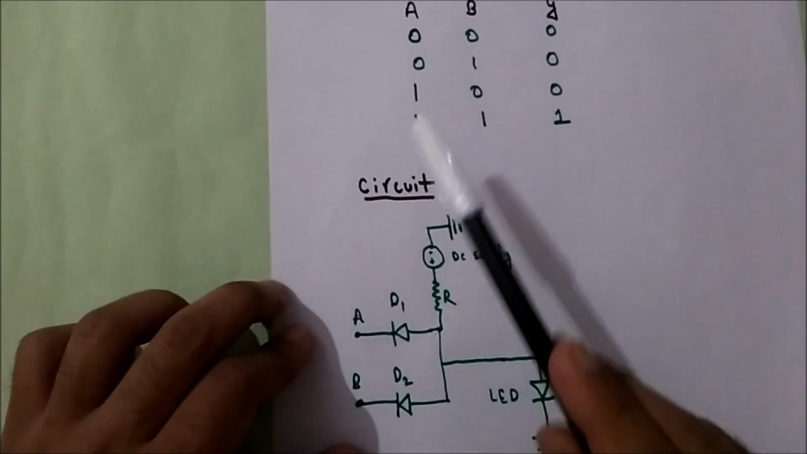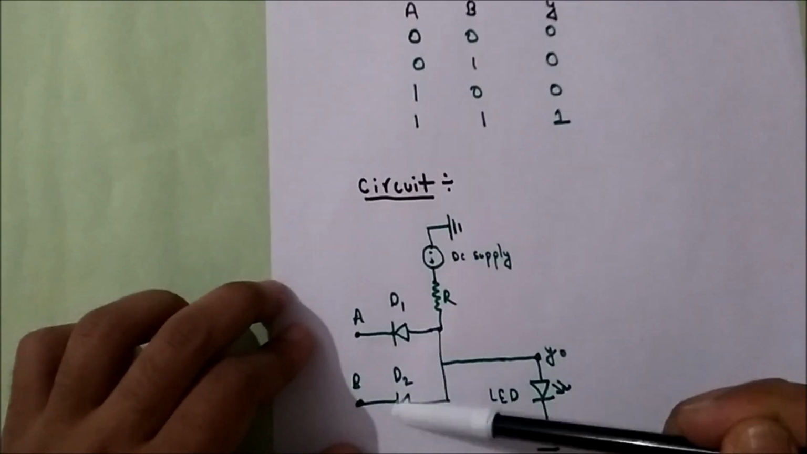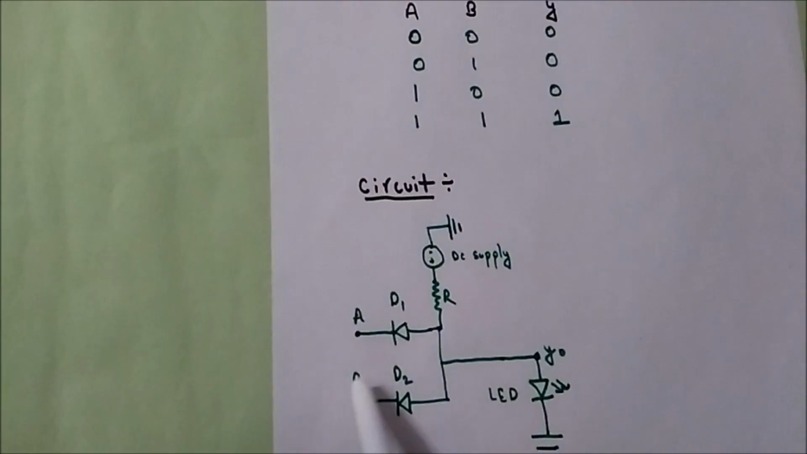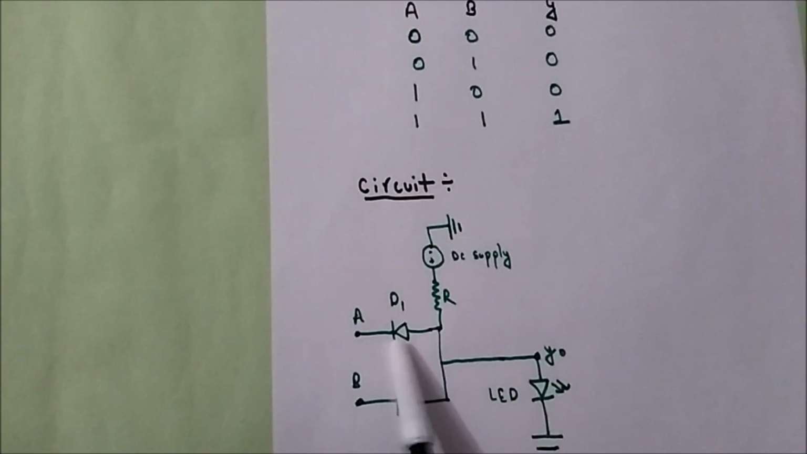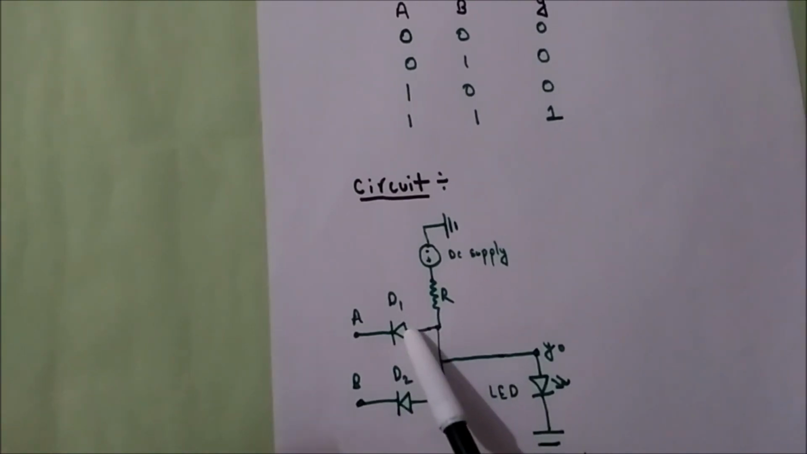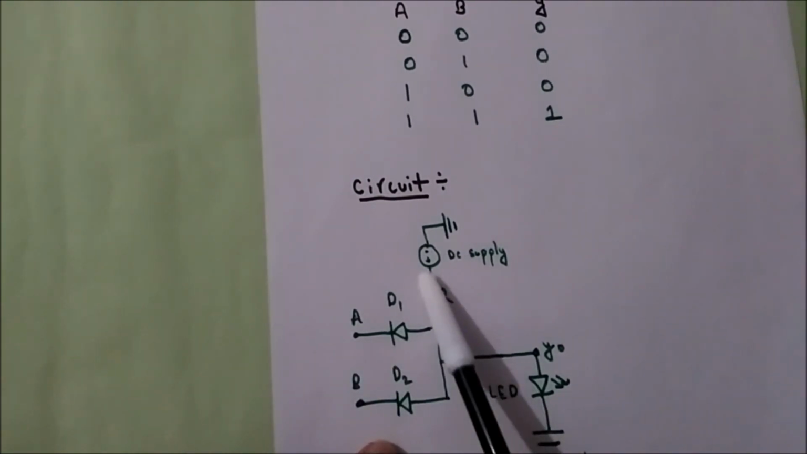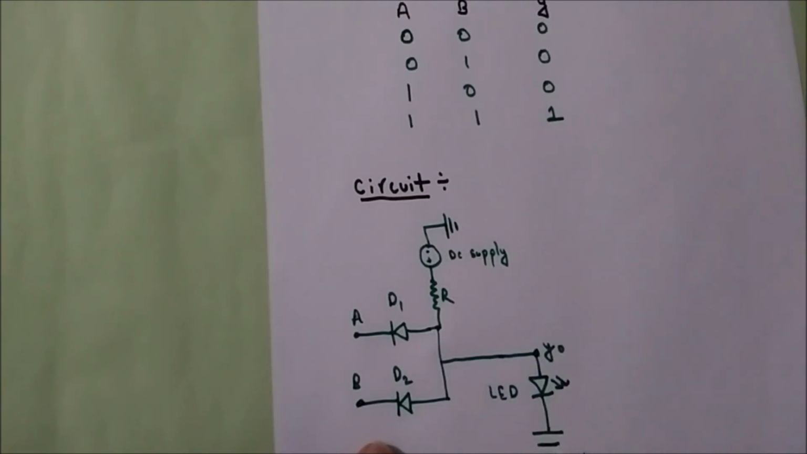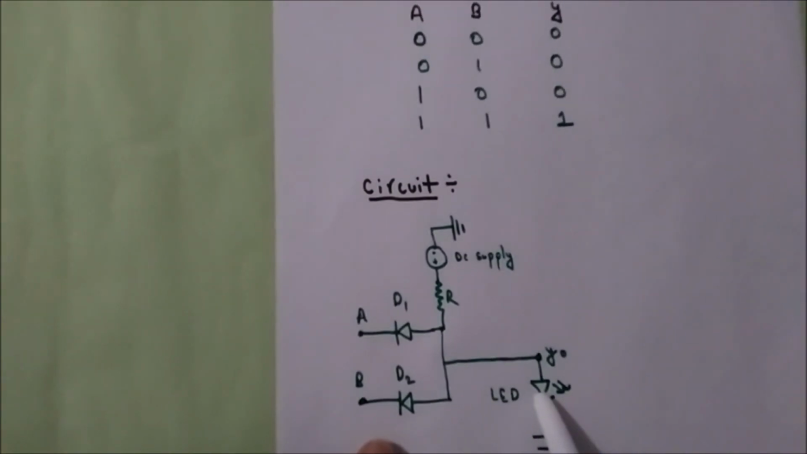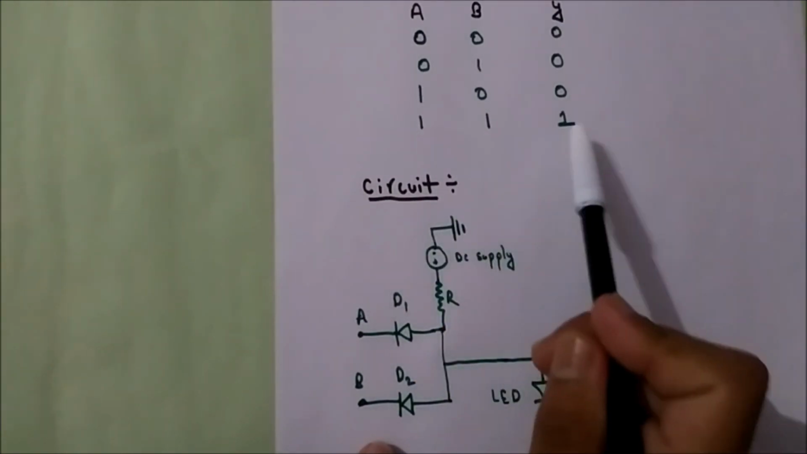In the case when the inputs are both 1 1, what will happen? If I give 1 1, this acts as an open and this also acts as an open circuit. If they both are open, no current can flow there because we have an open circuit here. So all the current will go through R, then through Y naught, and then to ground. That means I'm getting some voltage here, so my LED will be on in this condition. So for 1 1 I'm getting 1.